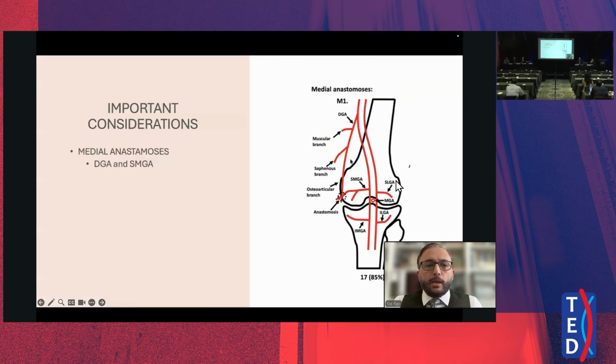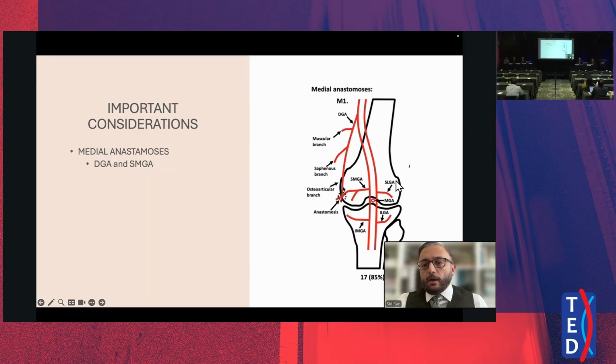So I'll jump right into that. First, the medial anastomoses. The first anastomosis that you need to be aware of on the medial aspect of the knee joint is the most common one, and it happens in about 80 to 85% of patients. This is what I have noticed too, which is the connection between the DGA and the superior medial genicular artery.